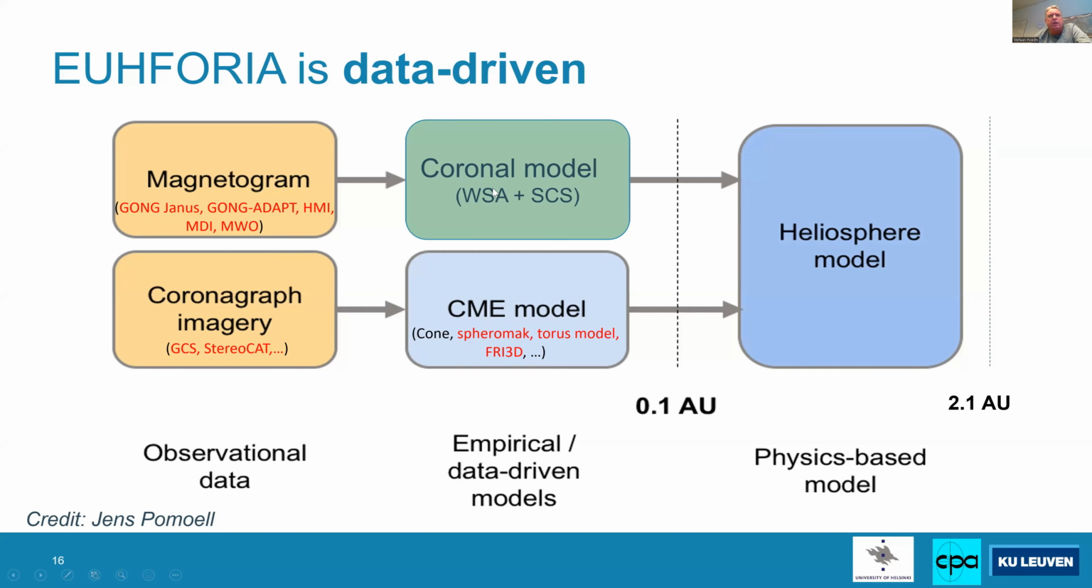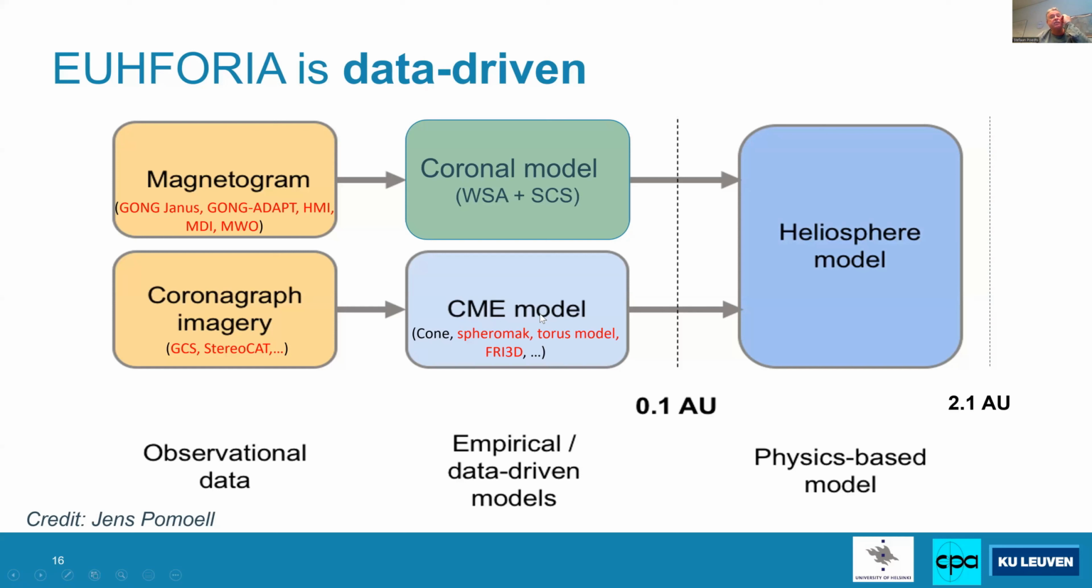Then we have a coronal model. This is a very simple one currently in EUHFORIA, the Wang-Sheeley-Arge model and the Schatten current sheet model to get narrow current sheets, to get the boundary conditions at 0.1 AU, and then from there we have the physics-based MHD model. But we also use data for determining the parameters of the CMEs. There are coronagraph imageries, and GCS and StereoCAT are software programs that we can use to determine the width of the CME or the speed of the CME.